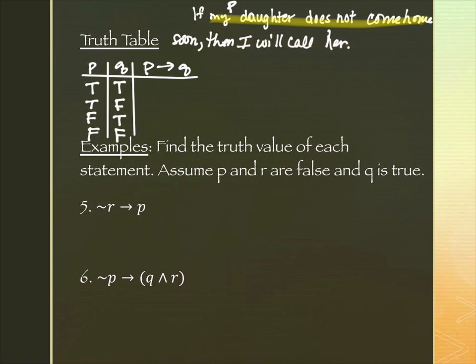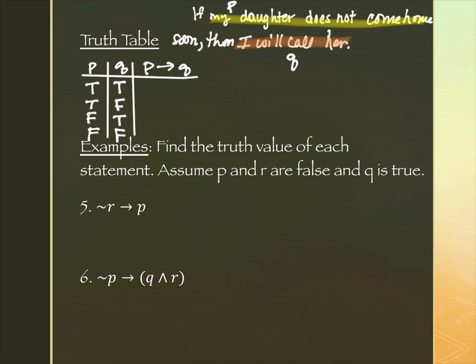And the yellow one is going to be Q. Okay? So it says, if my daughter does not come home soon, then I will call her. All right, so just like with all of our other truth tables, when we have a true statement, it's going to be a true conclusion. Okay, that's always going to happen. So true with and, true with or, true with if, then, they're all truths.